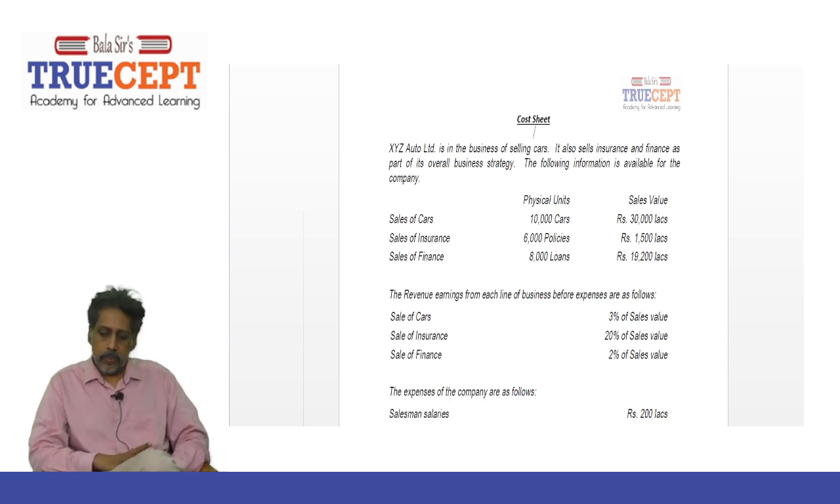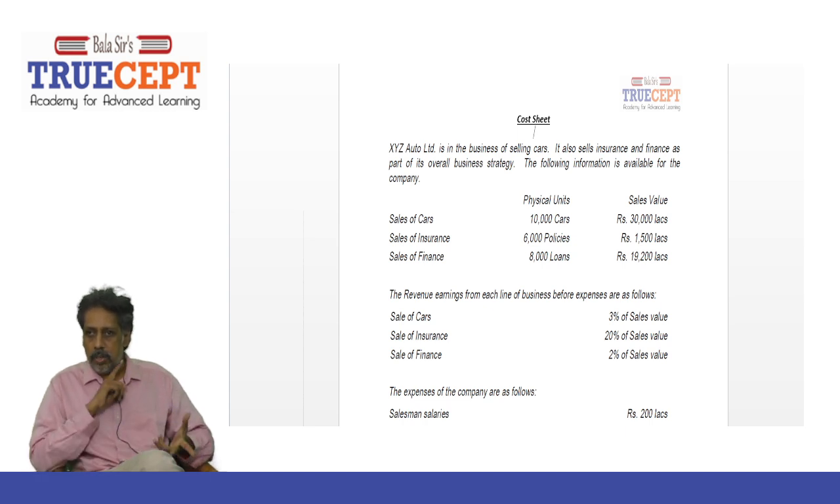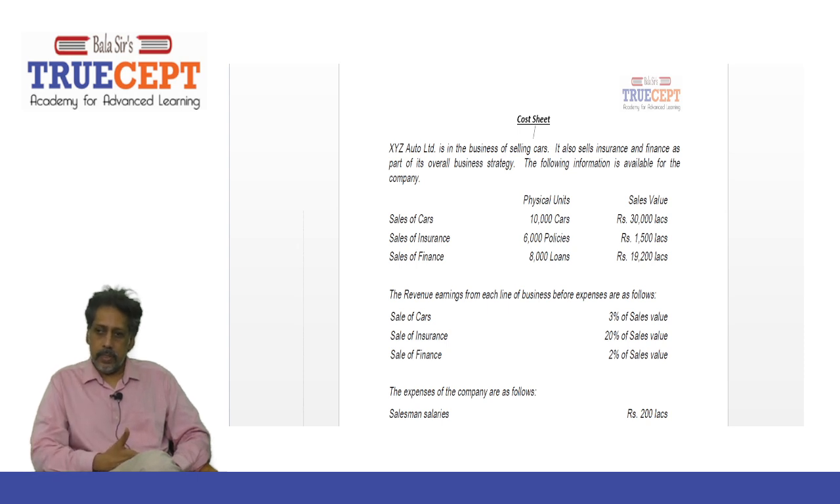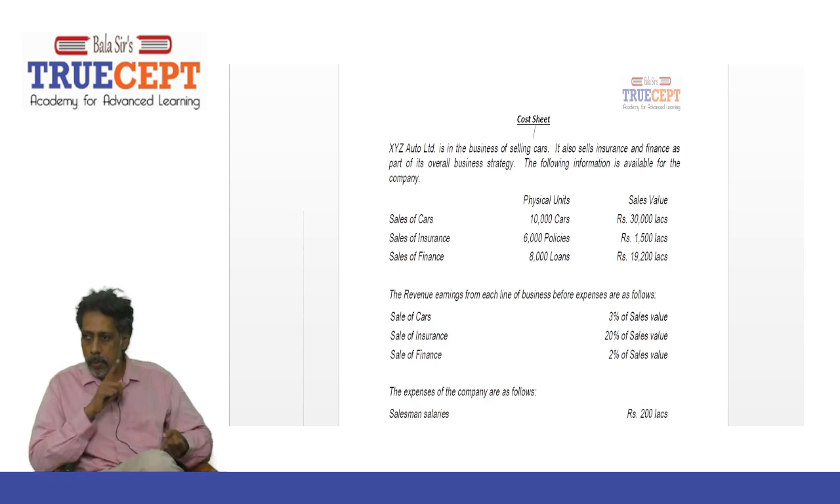Next, sales of insurance: 6,000 policies at 1,500 lakhs. You are able to sell 6,000 insurance policies, and the policy value is 1,500 lakh. Next, sales of finance: 8,000 loans and rupees 19,200 lakhs. 8,000 loans have been issued, and the loan amount is 19,200 lakhs that has been disbursed.